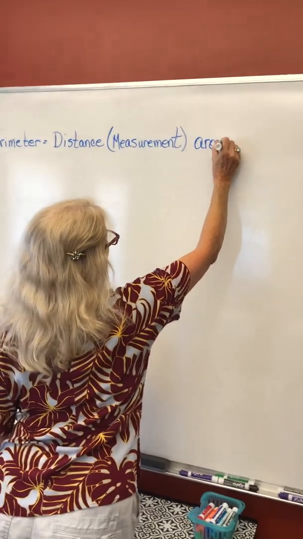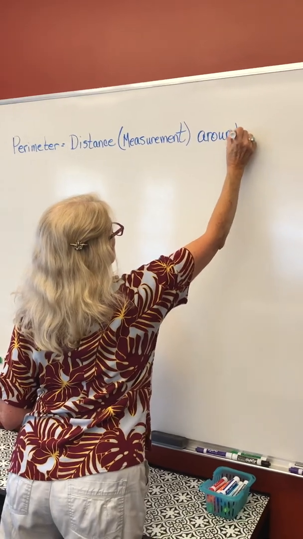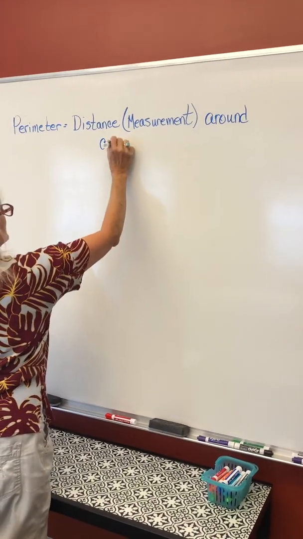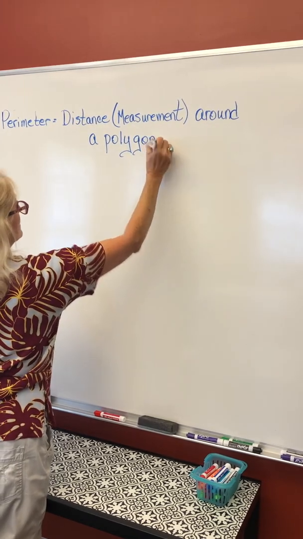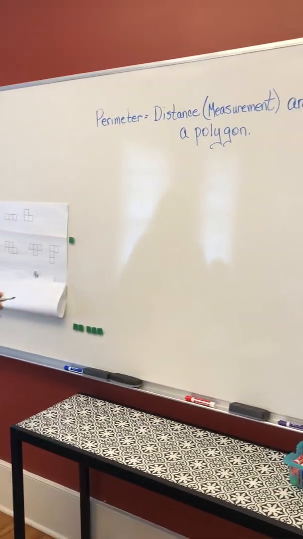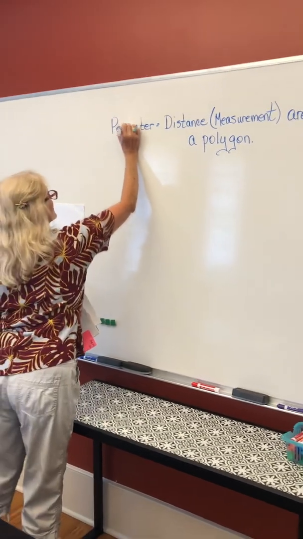Around a polygon. Polygons are flat, two-dimensional figures. All right.